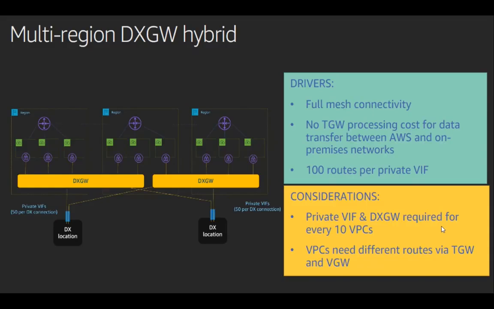One consideration: a private VIF and Direct Connect gateway supports up to 10 VPCs. So if you have more than 10 VPCs, you might have to use multiple interfaces or multiple direct connections, or you might have to use two Direct Connect gateways. Up to 10 virtual private clouds, VPCs, are fine. VPCs need different routes via transit gateway and virtual private gateway, so they should have a different route. That's another consideration.